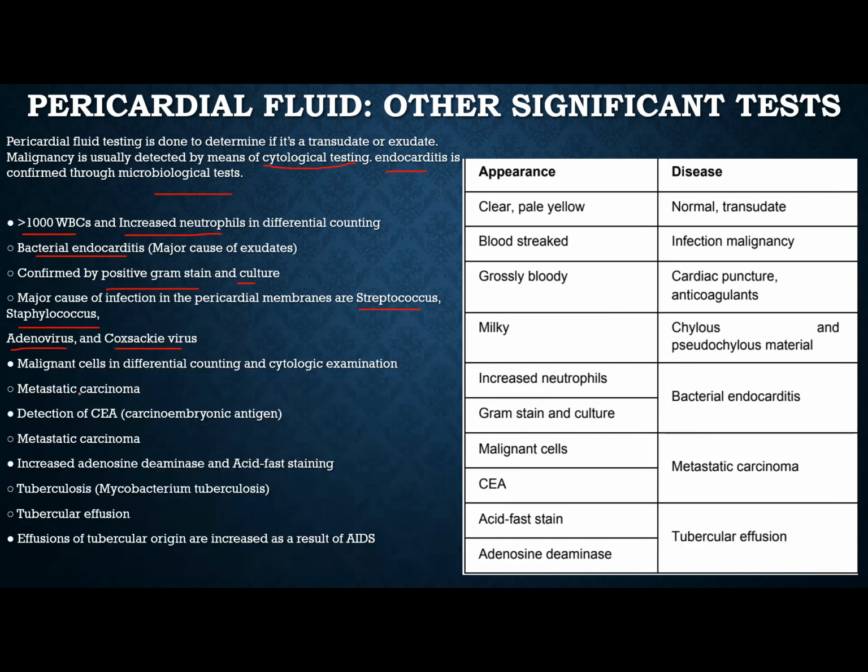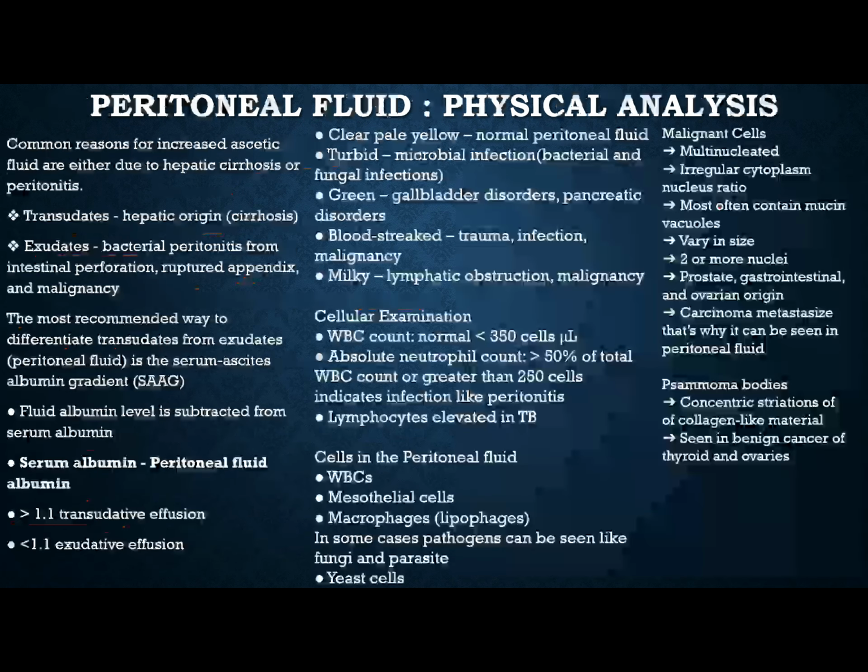Then malignant cells could be a sign of metastatic carcinoma. Detection of CEA, or your carcinoembryonic antigen, is also for metastatic carcinoma. Increased adenosine deaminase and acid fast staining indicate tuberculosis or tubercular effusion. Effusions of tubercular origin are increased as a result of AIDS. So, do memorize this table, class. Hindi ko na siya i-discuss kasi yan din naman yung kanina. Do memorize this table. It will come out in your quiz.